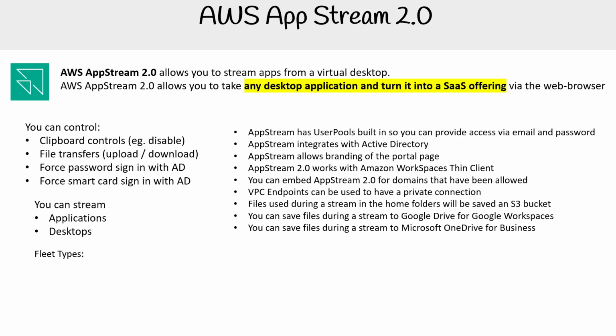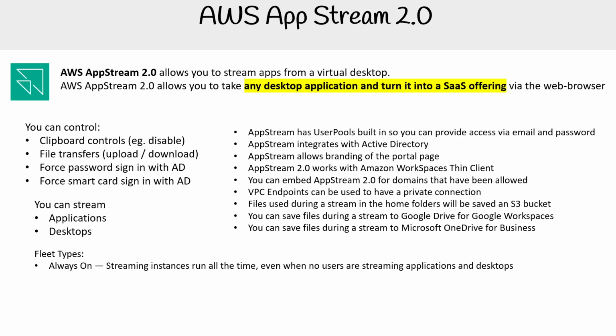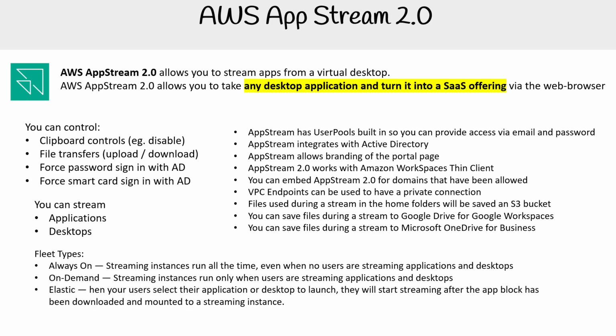There are a few different types of fleet types: always on, so streaming instances run all the time, even when no users are streaming apps and desktops. On demand, so streaming instances run only when users are streaming apps and desktops. And elastic, so when it's supposed to have a W there. Let me just give a W there so nobody complains later on that it's missing. When your users select their apps or desktops to launch, they will start streaming after the app block has been downloaded and mounted to a streaming instance.